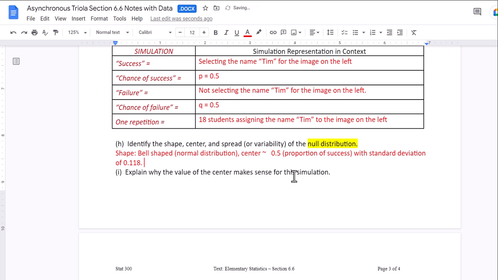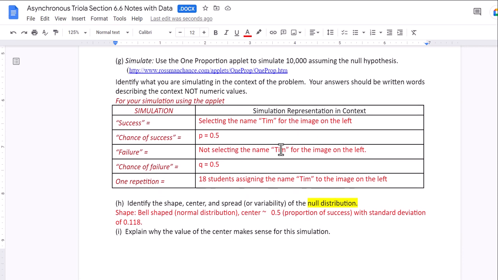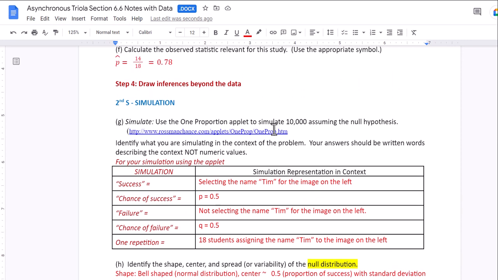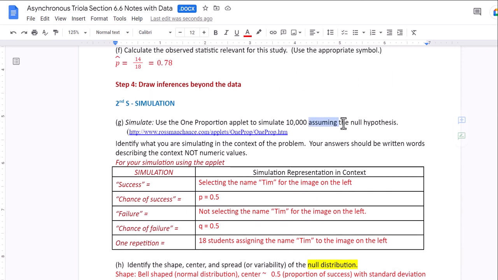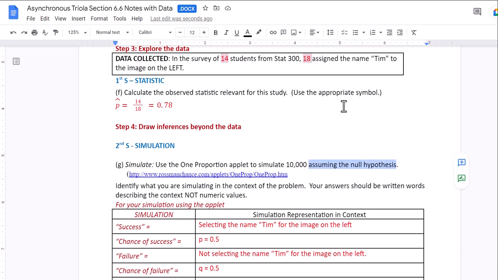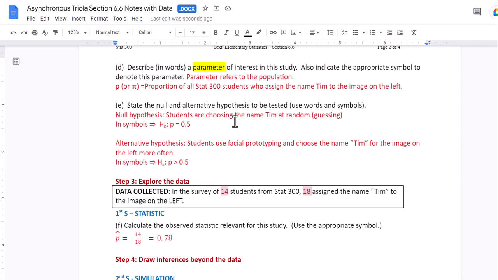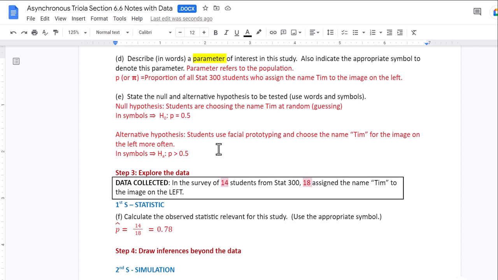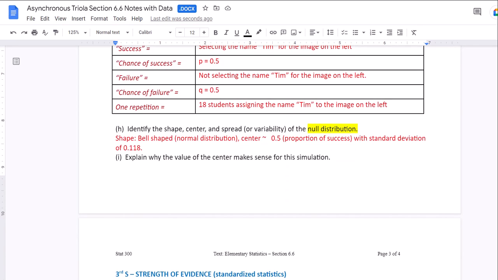Explain why the value of the center makes sense for this simulation. Why does the value of 0.5 make sense? It makes sense because when we do the simulation, we're assuming the null hypothesis, meaning that things are happening by random chance. So if people are assigning the name Tim to the image on the left at random, we expect the proportion to be about 0.5. So around 9 students, half of 18, will assign Tim to the image on the left. So that's why that makes sense. So let's write that down.